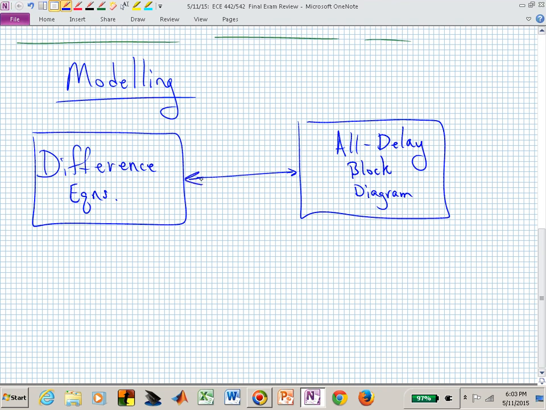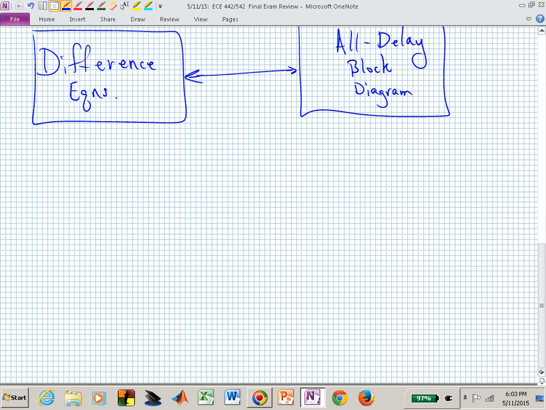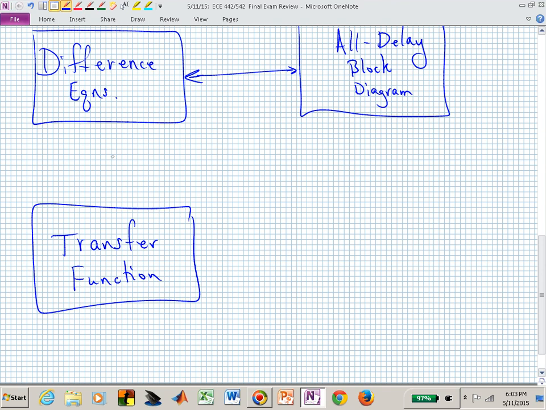You should also be able to go the other way if you want to. You wouldn't have to go directly. But in the all delay block diagram, you could find a transfer function between the input and the output. And from the transfer function, you now are down here in another model, and you could then inverse Z transform that transfer function, cross multiply and inverse Z transform to obtain the difference equation. You also should be able to go from the difference equation to a transfer function by Z transforming that difference equation in terms of input output variables.